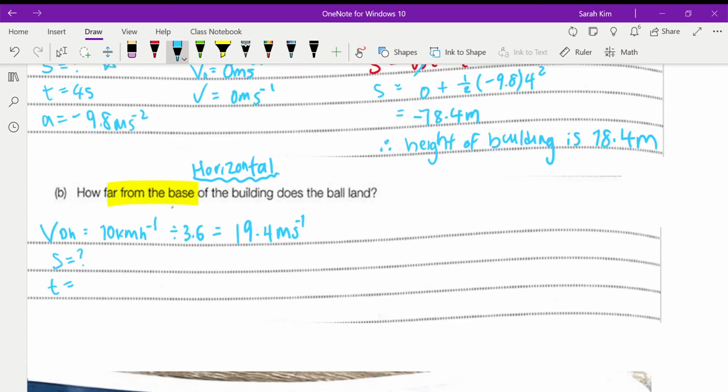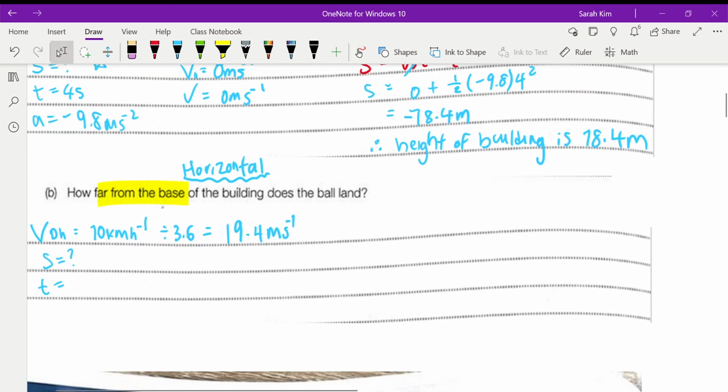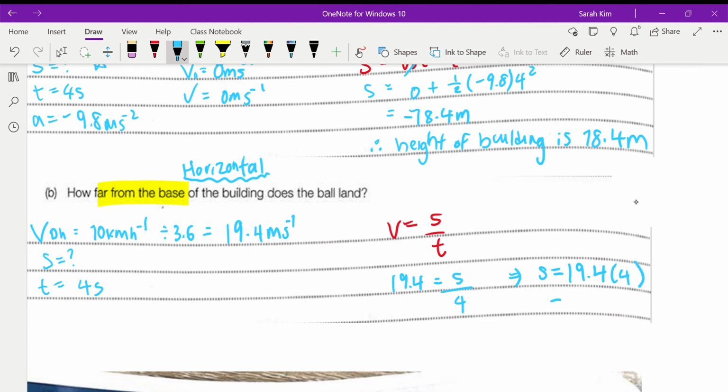My time, how long does it travel for? 4 seconds. The equation I use, simply v equals s over t. You can only really use the one equation for that one, for the horizontal component. So 19.4 equals s over 4. So therefore my s is going to be 19.4 times 4, which is going to be 77.6 meters.